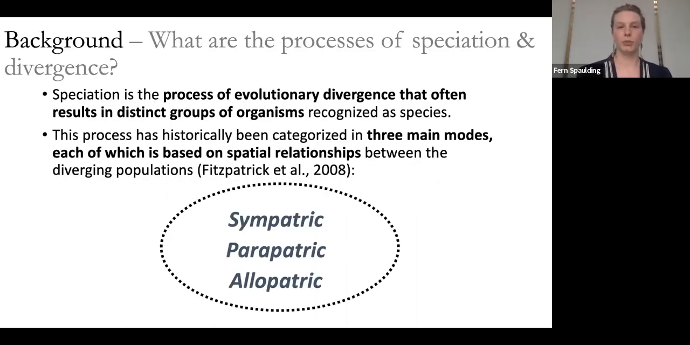So first, what are the processes of speciation and divergence? Speciation itself is defined as the process of evolutionary divergence that results in distinct groups of organisms that are recognized as species. This process has historically been categorized into three main modes, each of which is based on spatial relationships between the diverging populations. These three main modes are sympatric speciation, parapatric speciation, and allopatric speciation.